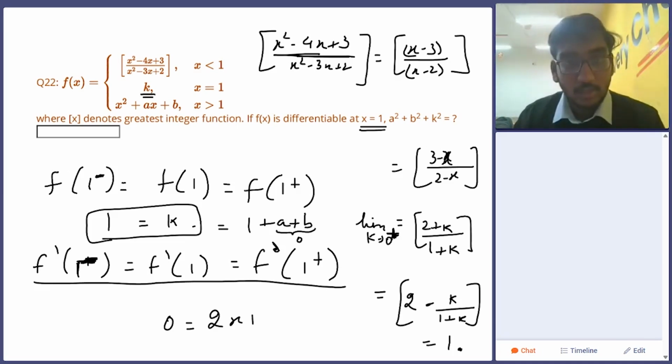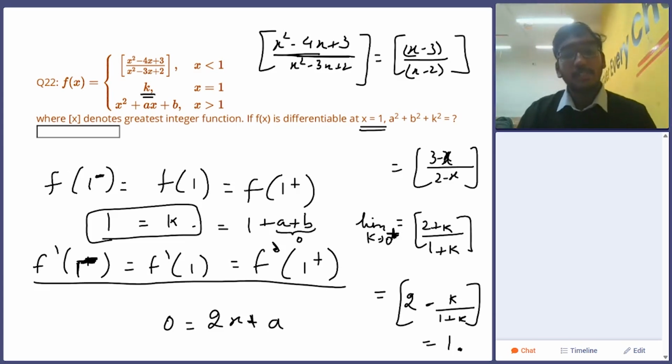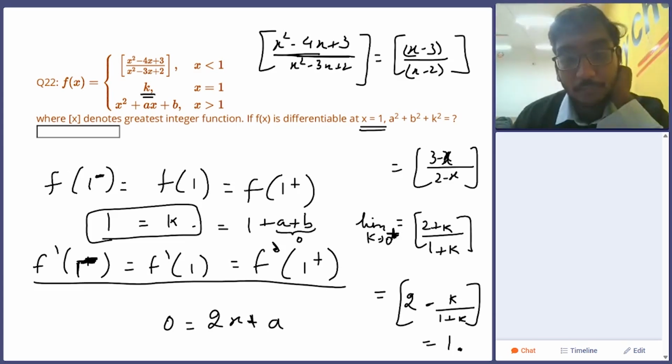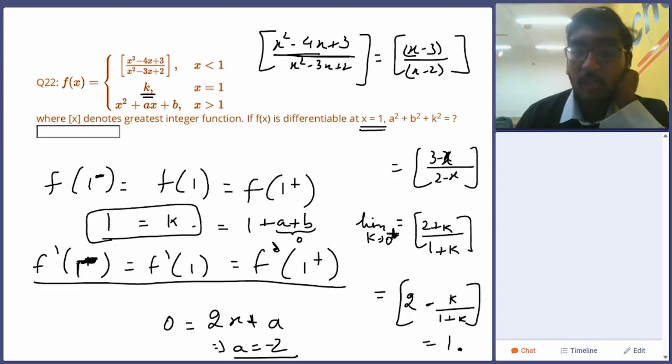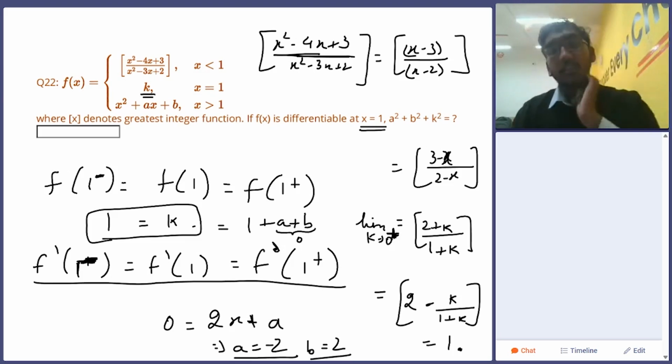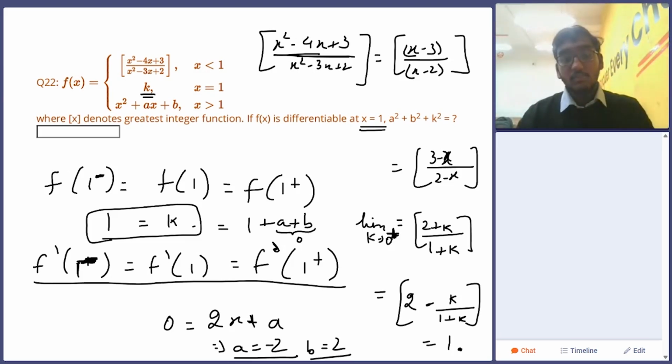That means 2 times x plus a should be 0, and x is equal to 1. When you put x equal to 1, a will be negative 2. So if a is negative 2, and you also know that a plus b is 0, that means b is positive 2. So what will be a square plus b square plus k square? It will be 4 plus 4 plus 1, that is 9. That is the answer.